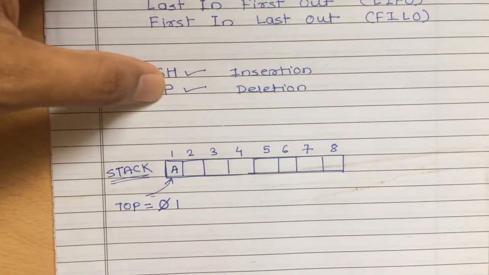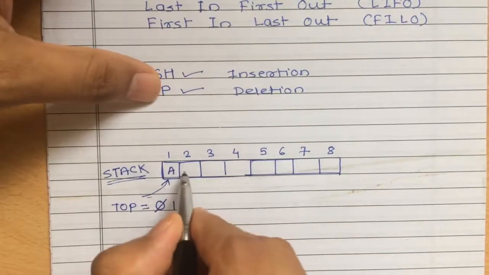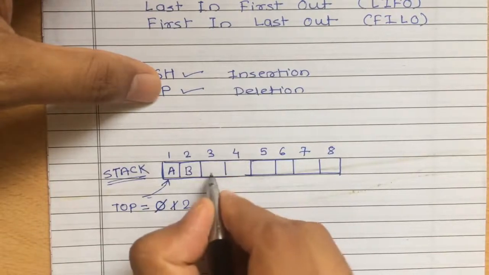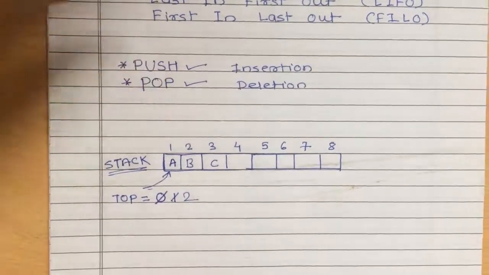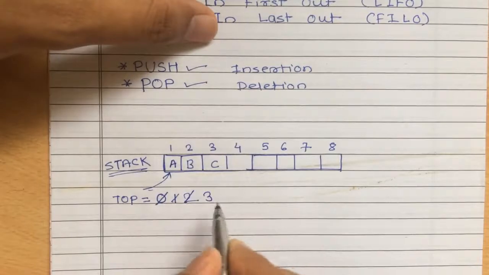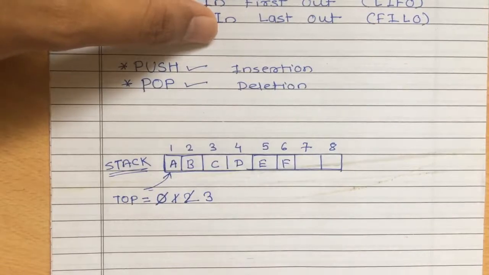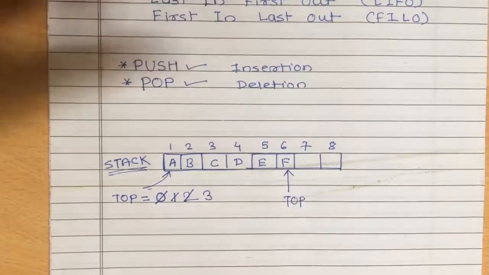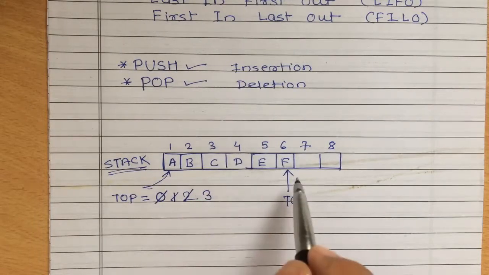If I again insert one element, the value of top will increase, and top becomes 2. At the second position I will add the next element, and so on. If I insert one more element, the value of top becomes 3. Then D, E, F. So in this case, what is the value of top? Top will point to this 6th location. So the insertion is carried out from one end only.